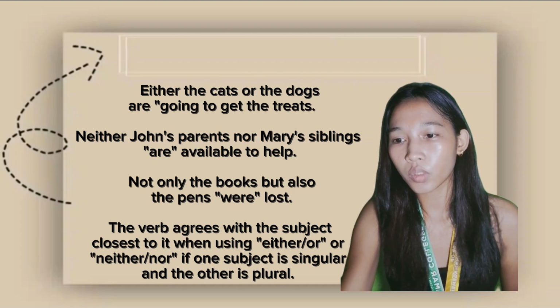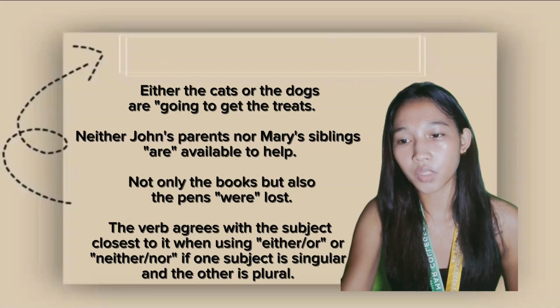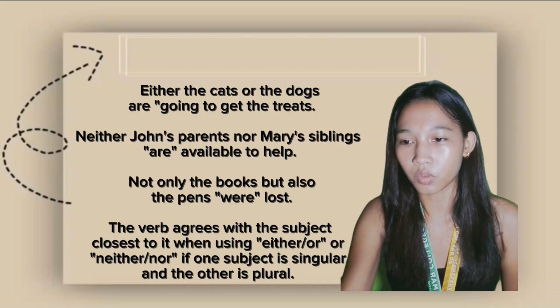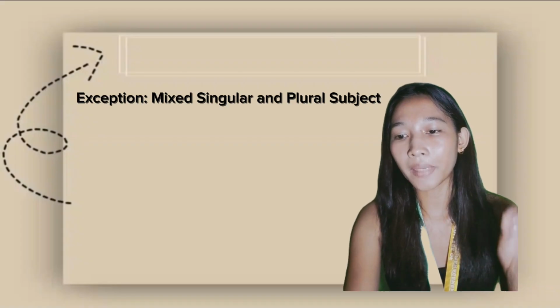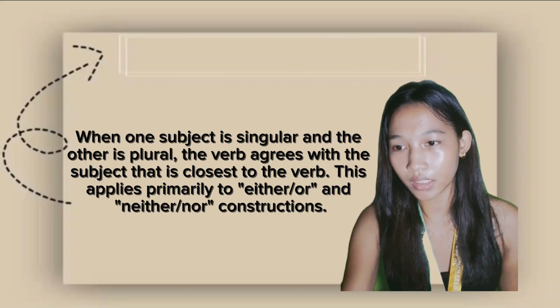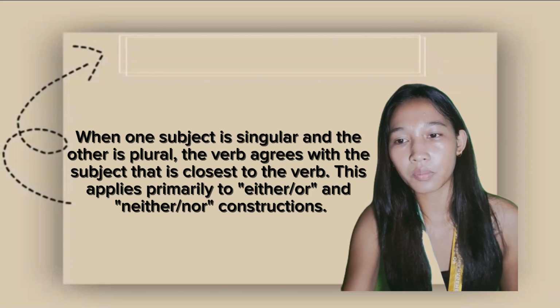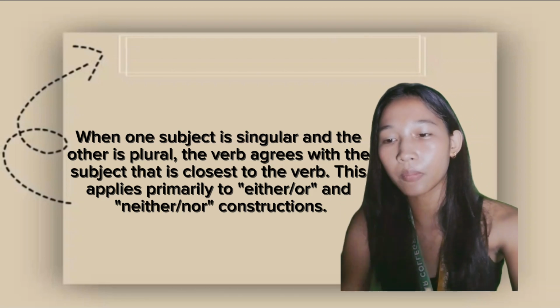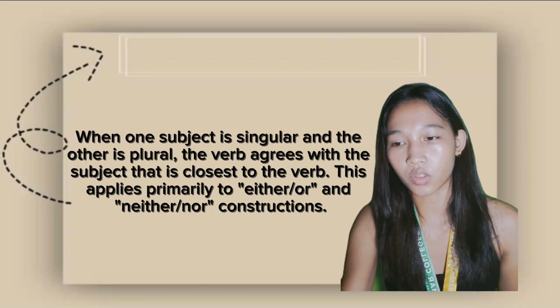The verb agrees with the subject closest to it when using either-or or neither-nor if one subject is singular and the other is plural. The exception is mixed singular and plural subjects. When one subject is singular and the other is plural, the verb agrees with the subject that is closest to the verb. This applies primarily to either-or and neither-nor constructions.